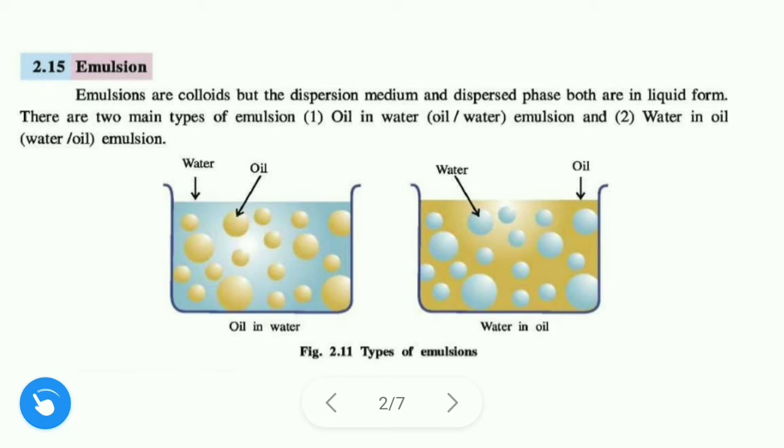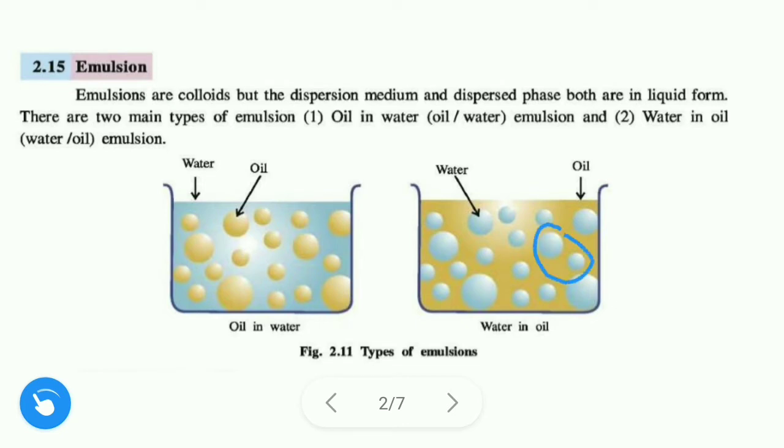So what is an emulsion? Emulsions are colloids. As we know, colloids are particles that are dispersed in a liquid. But in this case, both phases are liquid. Hence, an emulsion is a colloid formed due to the presence of both liquids, one in globule form, that is in bubble form, and another as a whole. So there are two main types of emulsion: oil in water and water in oil emulsion.